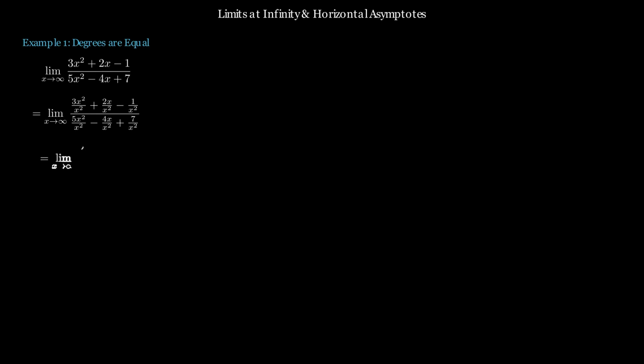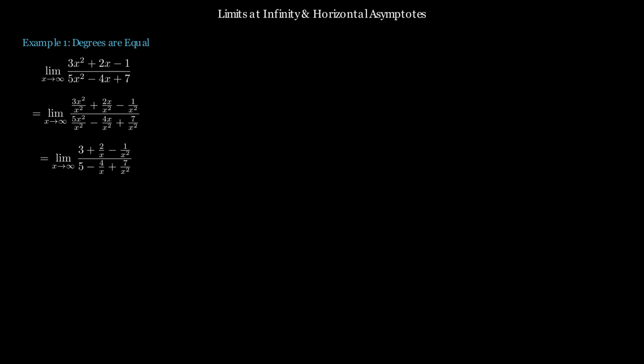Let's look at our first example. We want to find the limit of this rational function as x approaches infinity. The trick is to identify the highest power of x in the denominator, which is x squared. Then we divide every single term in the entire fraction by x squared. Now we simplify each term. 3x squared over x squared is 3. 2x over x squared is 2 over x, and so on.